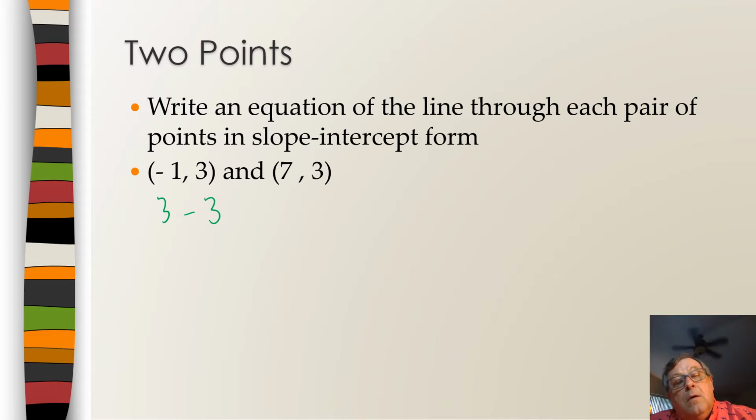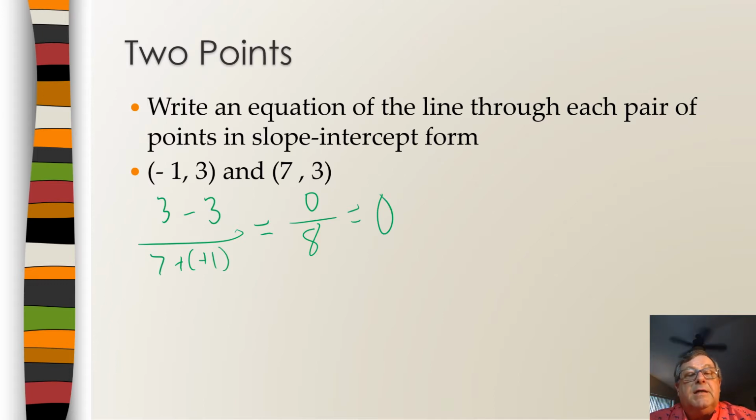Uh-oh. I can already see something here. And x2 is 7 minus -1. That's going to become a positive. But my 3 minus 3 is 0. And even though my 7 plus 1 is 8, my slope is 0. Well, let's go ahead and take the point slope, y minus y1 equals the slope times x minus x1.